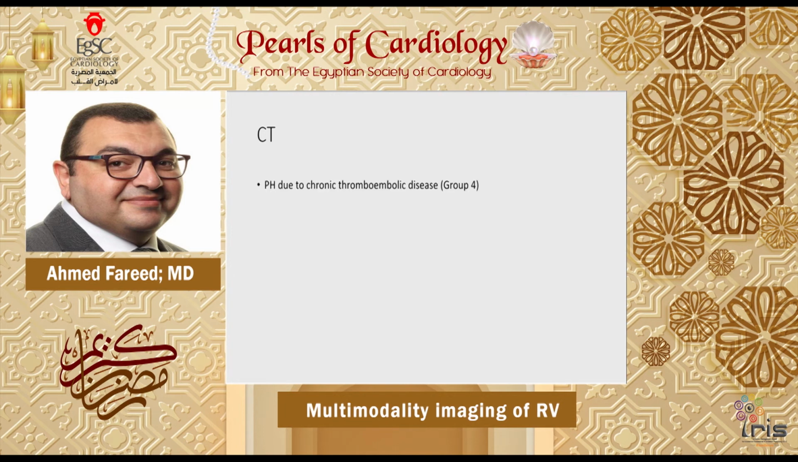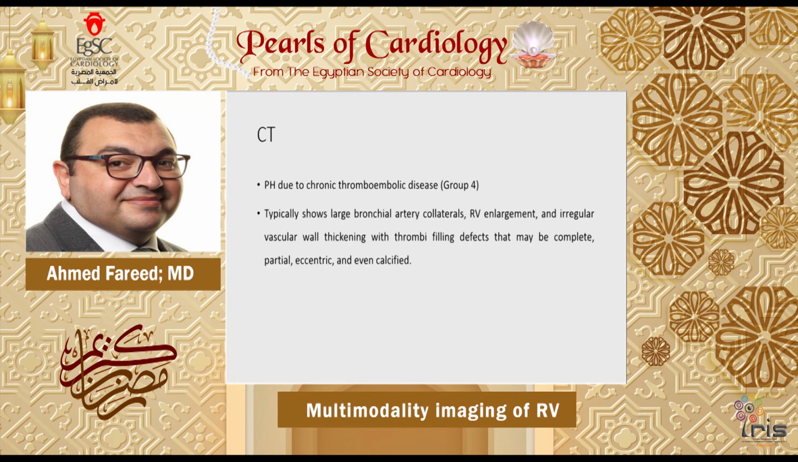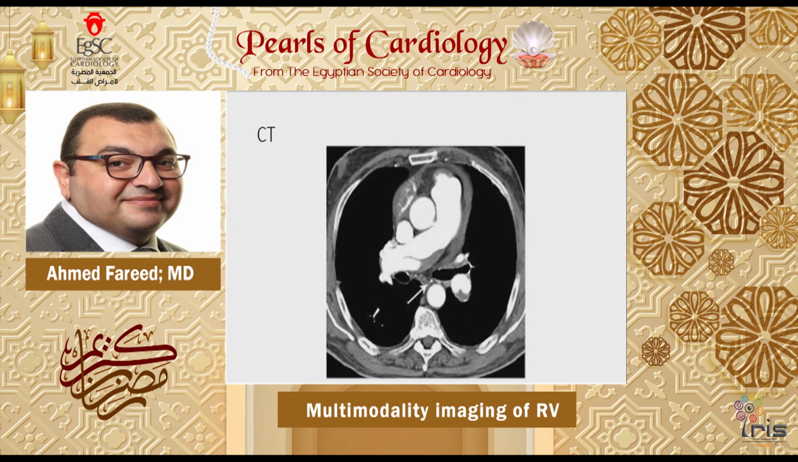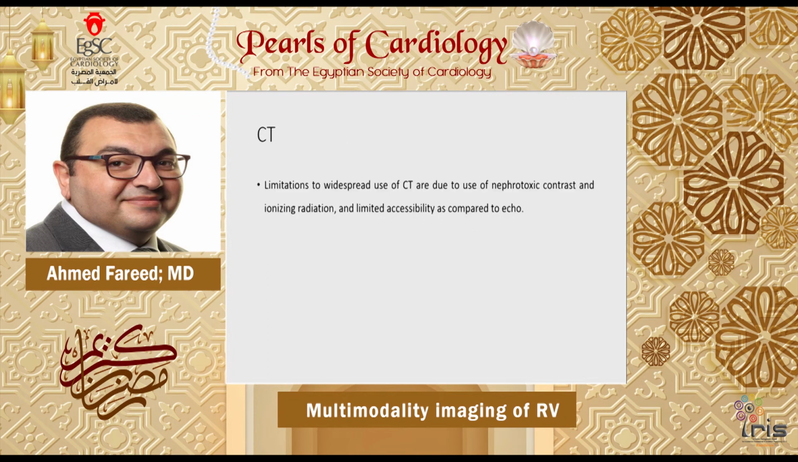Also, you can identify patients with pulmonary hypertension due to chronic thromboembolic pulmonary hypertension. You can see organized thrombi within the pulmonary vasculature. This is the advantage of the CT over the CMR, and it typically shows large bronchial artery collaterals, right ventricle enlargement, irregular vascular wall thickening, with thrombi filling defects that may be complete or partial, eccentric or even calcified. Like this image, you can see some filling defects in a patient with a history of pulmonary embolism 6 months ago. The limitations of the widespread use of CT are due to use of nephrotoxic iodinated contrast, radiation, and limited accessibility as compared to echocardiography.